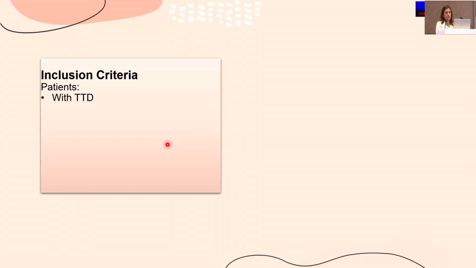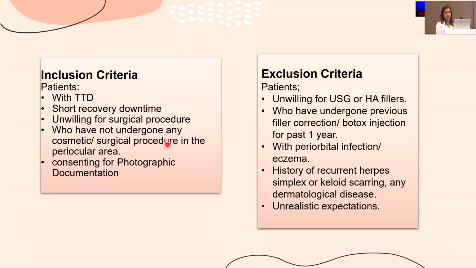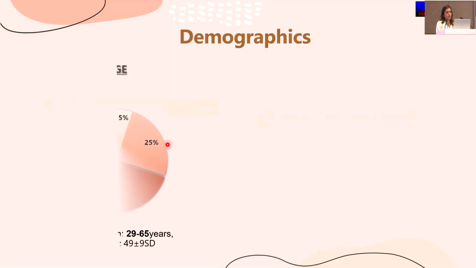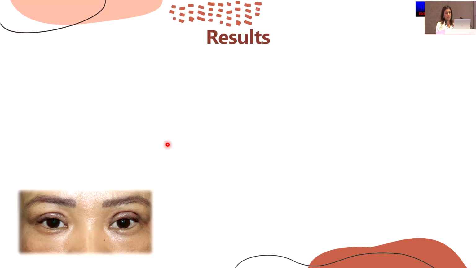Patients with tear trough deformity who wanted shorter recovery downtime, were unwilling for a surgical procedure, and had not undergone any cosmetic or surgical procedure in the past in the periocular area were included in the study. The rest were excluded. The age distribution of my study population was from 29 to 65 years, and the majority of them were females.